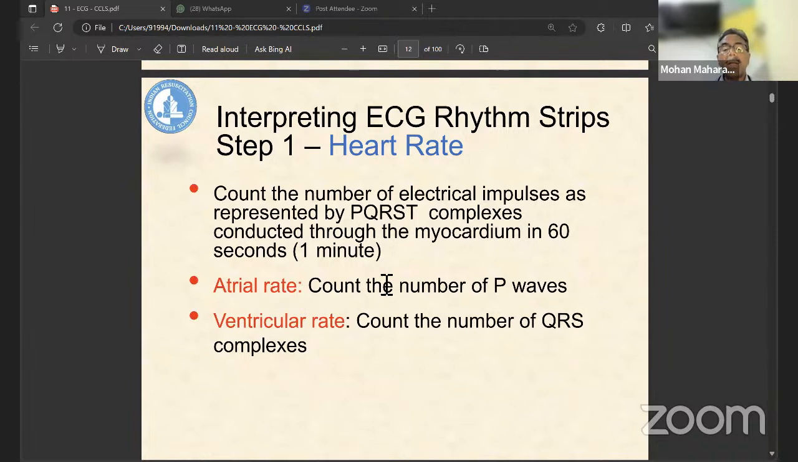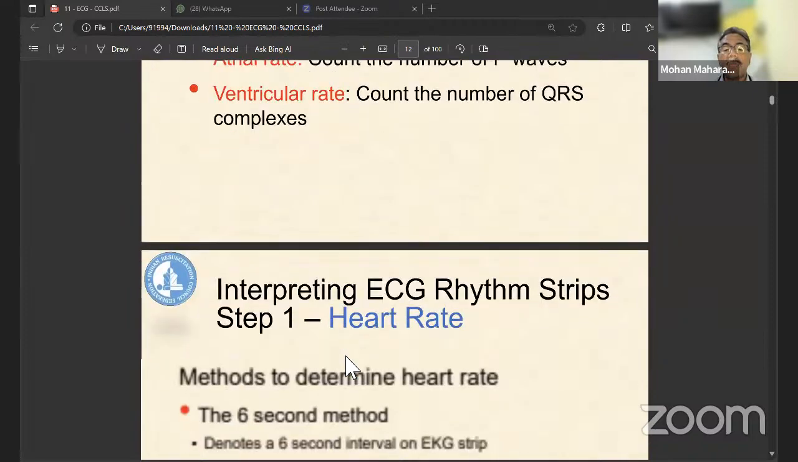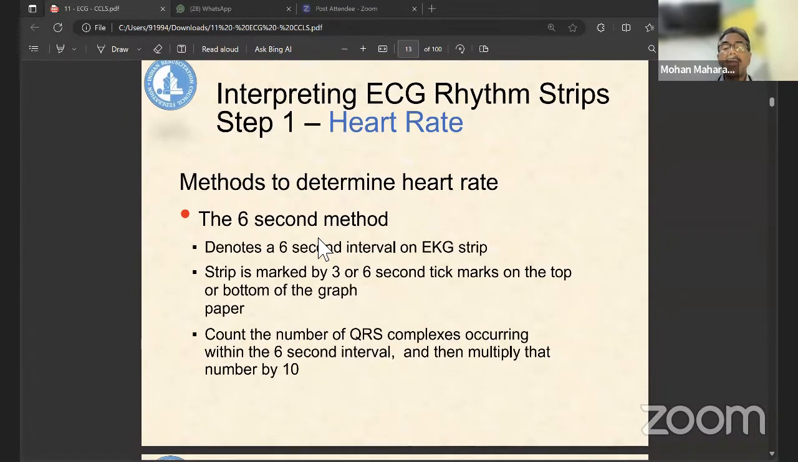For the atrial rate, count the number of P waves, which is representative of atrial kick, and for the ventricular rate, count the number of QRS. But when you look at the heart rate, there is a different method I told you: the 6 seconds method, which denotes a 6 seconds interval of the EKG strip, because as I told you, 0.2 seconds is one big square and 0.04 is one small. How many QRS complexes come into that 6 seconds is going to be the heart rate.